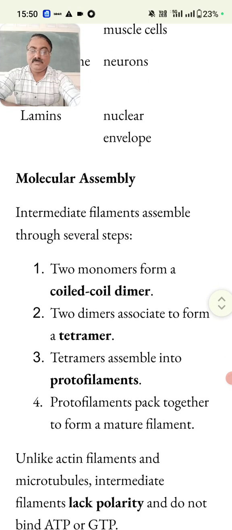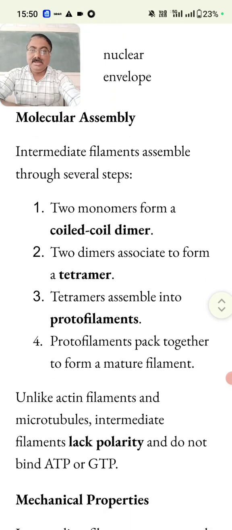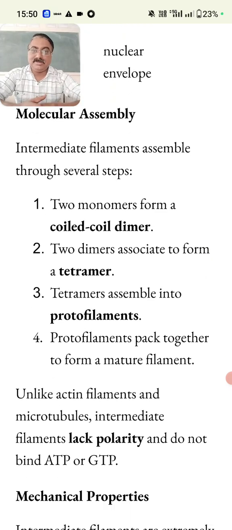Molecular assembly of intermediate filaments. Intermediate filaments assemble through several steps. Two monomers form a coiled-coil dimer. Two dimers associate to form a tetramer. Tetramers assemble into protofilaments, and protofilaments pack together to form a mature filament. Unlike actin filaments and microtubules, intermediate filaments lack polarity and do not bind ATP or GTP.